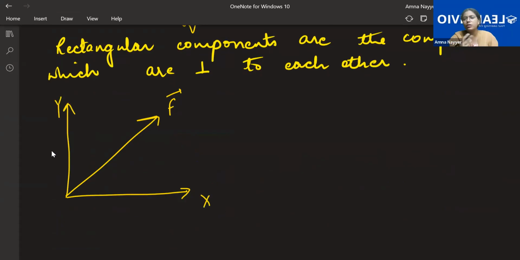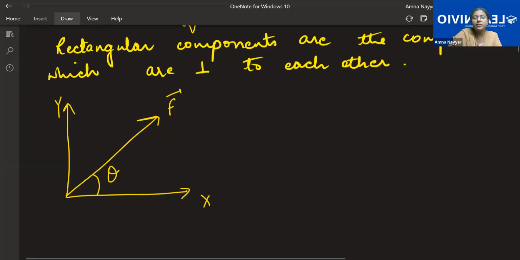Why am I focusing on axes? Because rectangular components can be obtained when the x and y axes are there, because they are perpendicular to each other. Ultimately, when the angle between both the components is 90 degrees, they form the x and y axes. Now, you will be given an angle. In any case, one angle will always be given. Let's say this angle is theta.